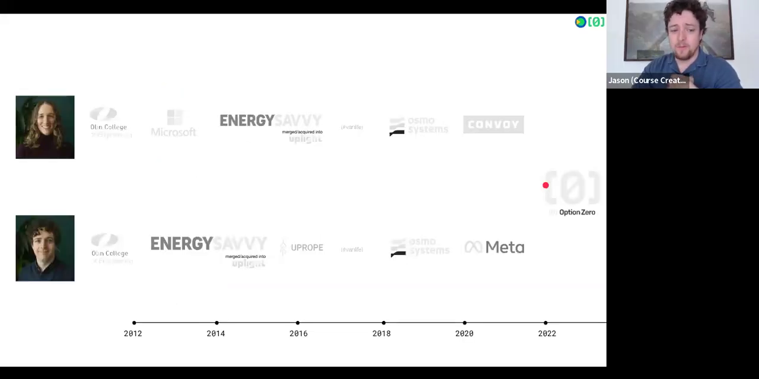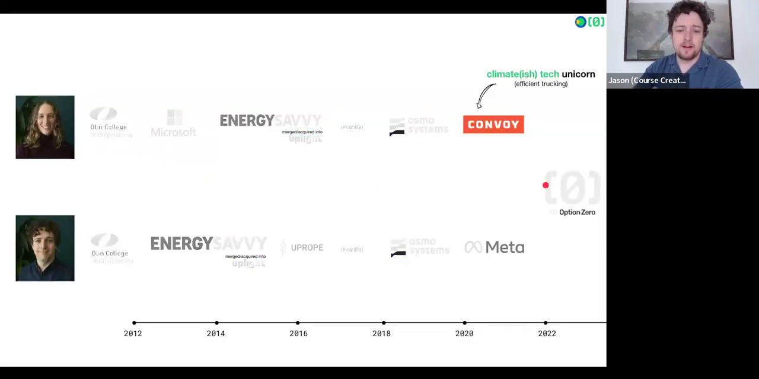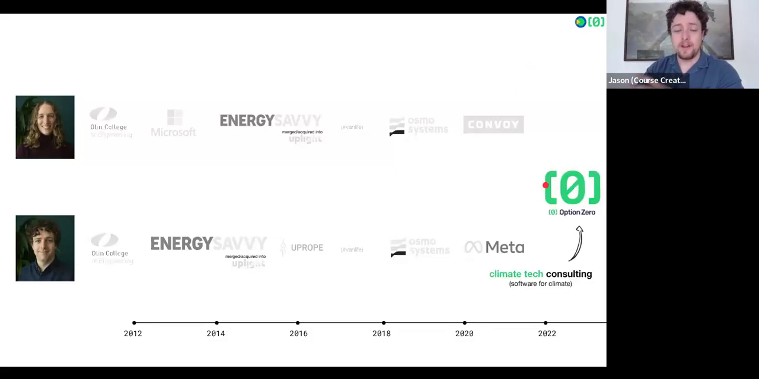We met each other at Olin College of Engineering when we went to school, graduated in 2012. Since then, we have had over a decade in the software industry, mostly working on climate. We've done our time in big tech at Microsoft and Meta. We've spent most of our time, though, working in climate tech startups. Jaime worked at a climate tech unicorn called Convoy. And then in 2022, we decided that it was time to join forces again to found Option Zero, which is our software for climate consultancy.